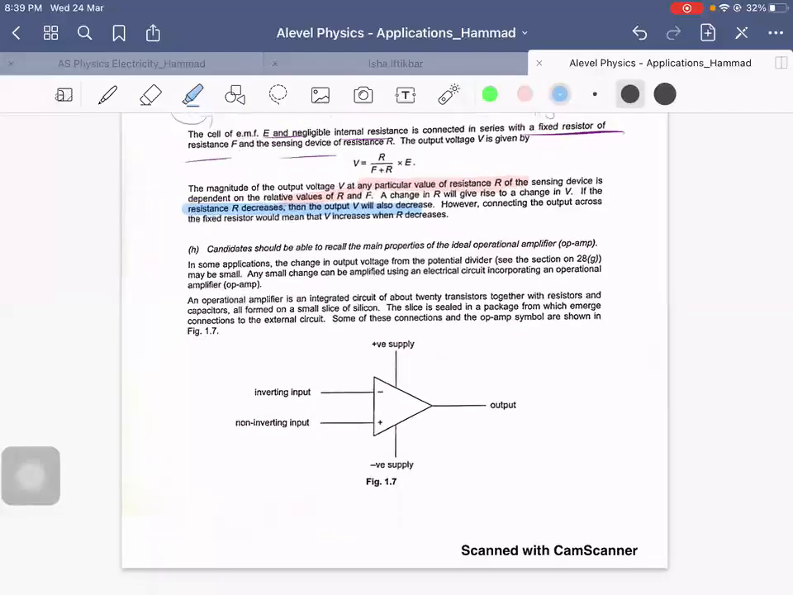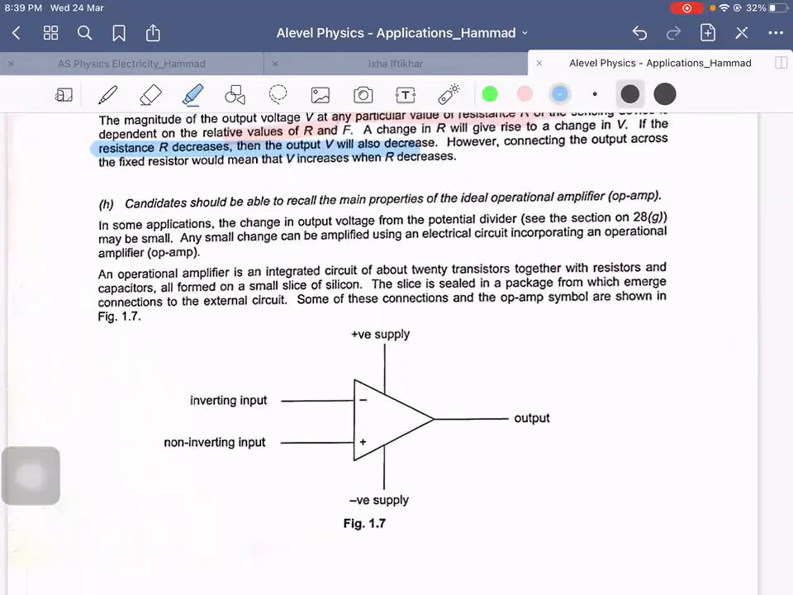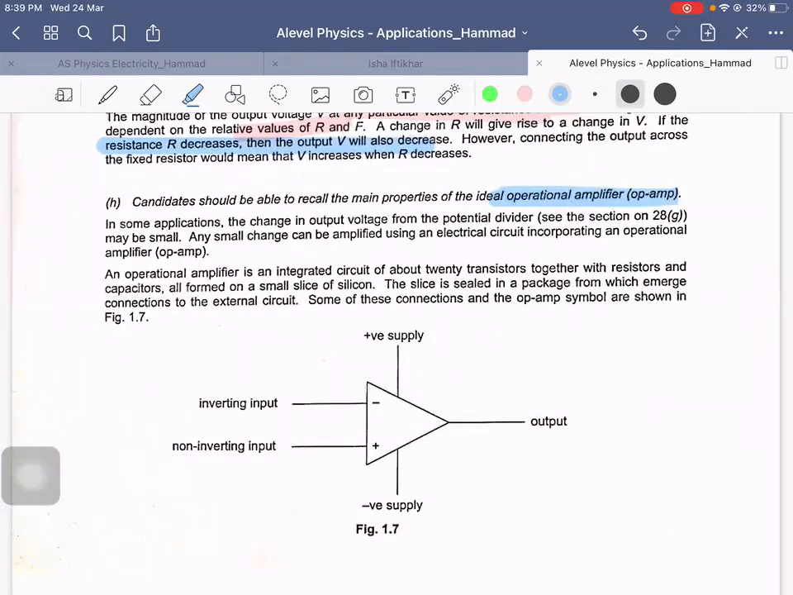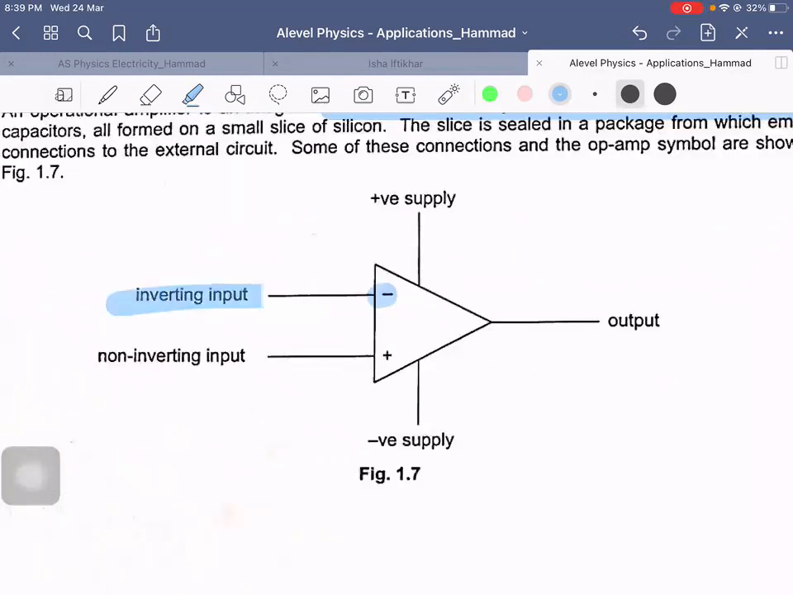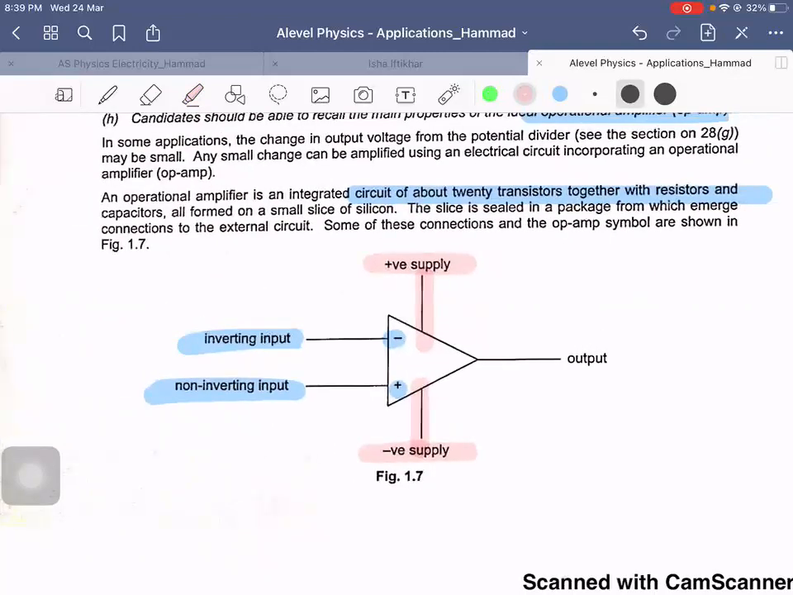Moving forward, next comes the operational amplifier, right? An amplifier is an integrated circuit having about 20 transistors together with resistors. You don't need to learn that. You just need to understand that this negative terminal is called the inverting input. This positive terminal is called the non-inverting input, right? It is connected through an external circuit to the positive supply and to a negative supply just to complete the circuit, right?